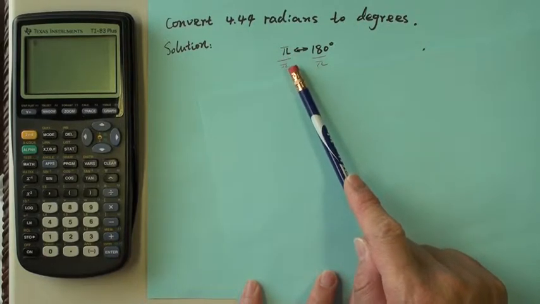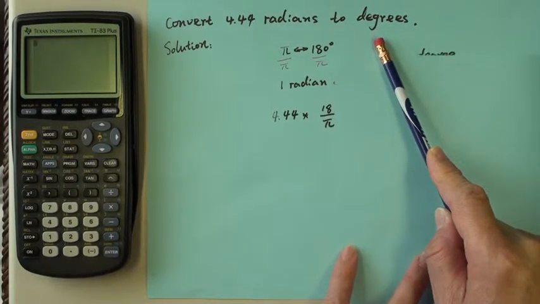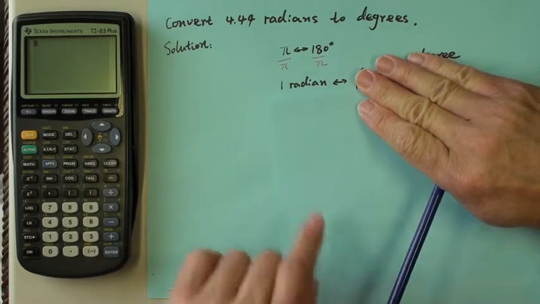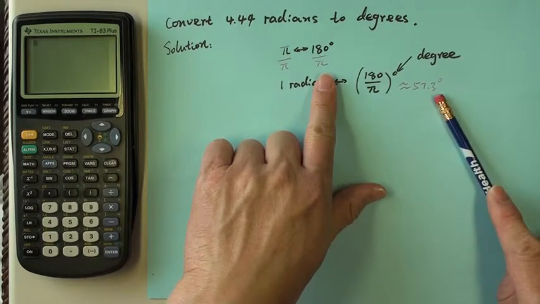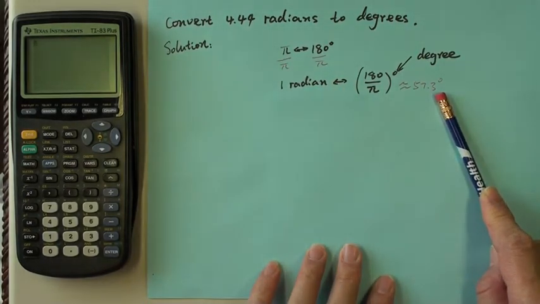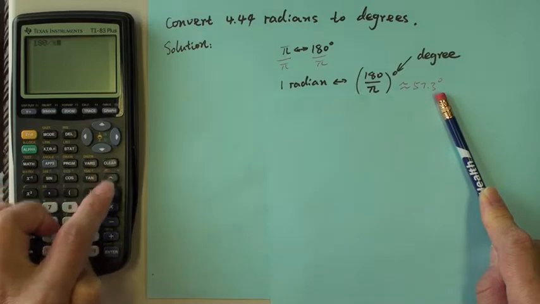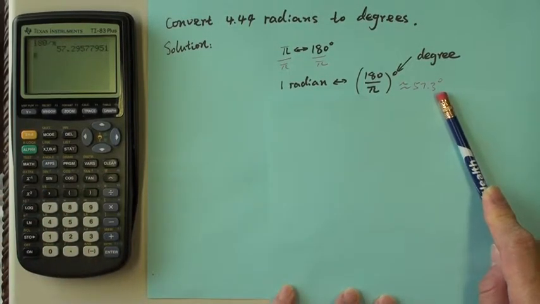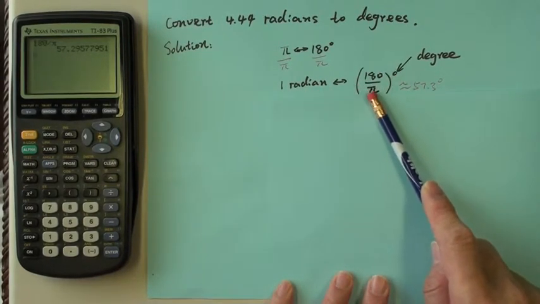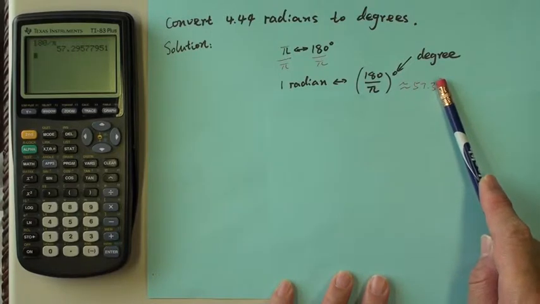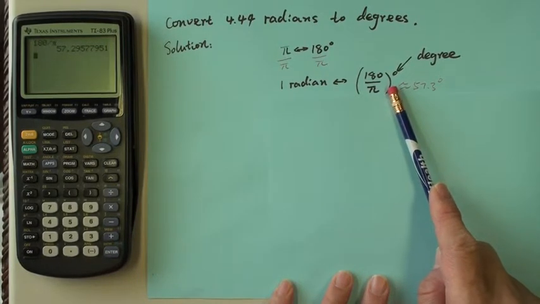We basically have pi divided by pi is 1 radian. So then we have 1 radian here. And then 180 divided by pi is 57.3 degrees. So you see down here, 180 divided by pi is 57.3 degrees approximately. 2 radians would be this number multiplied by 2. 3 radians would be 180 over pi times 3.